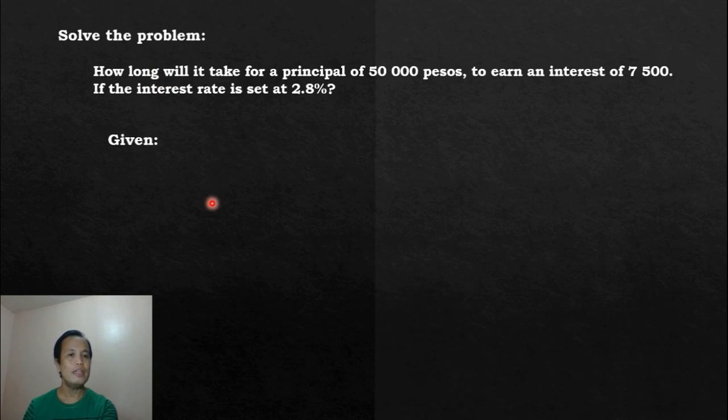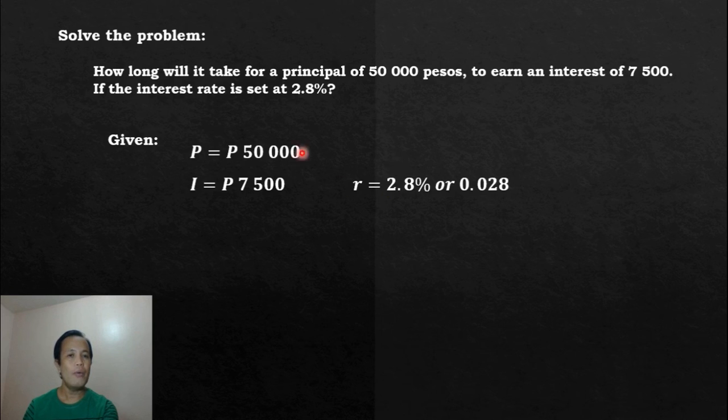So to identify the given, of course, our principal is 50,000. This is the amount that is being invested. And the interest is also given, which is 7,500. And our rate is 2.8%, or in decimal, that is 0.028. And we are going to solve for time.